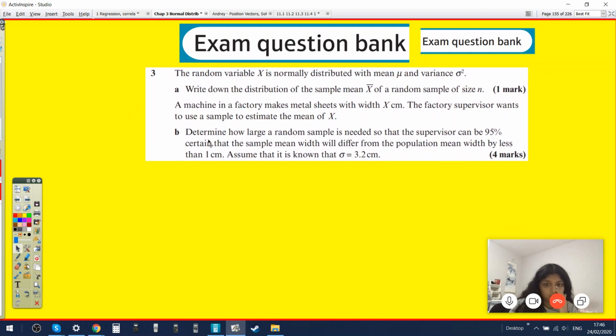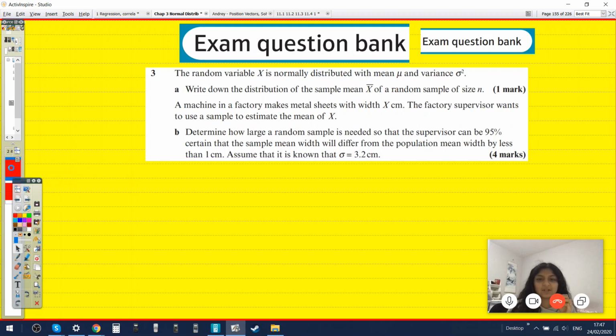And even more exam questions. Write down the distribution. Oh, what's this about? Oh, that's easy peasy, I think. That's just the sample mean, and then sigma over root n. Oh, how about B? Region. I don't think it is. Something a bit different about it.